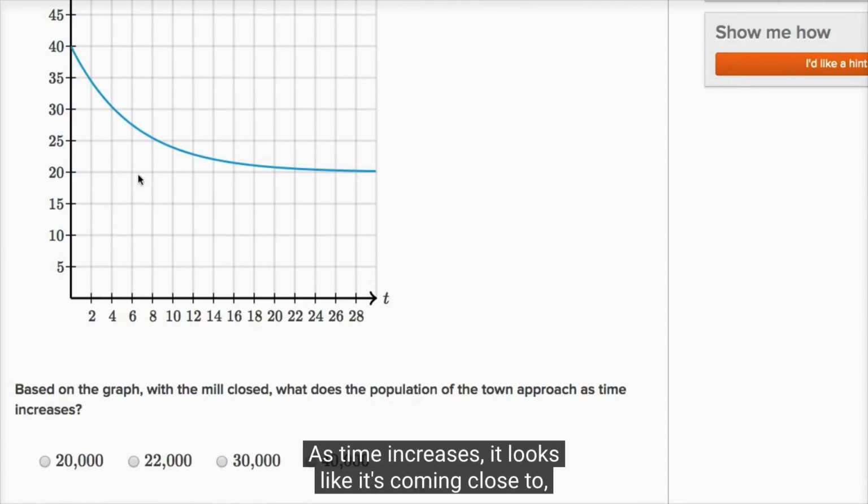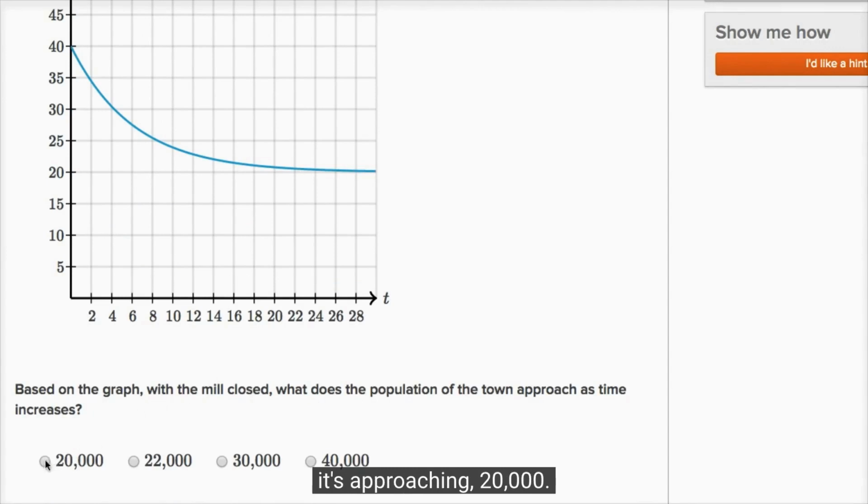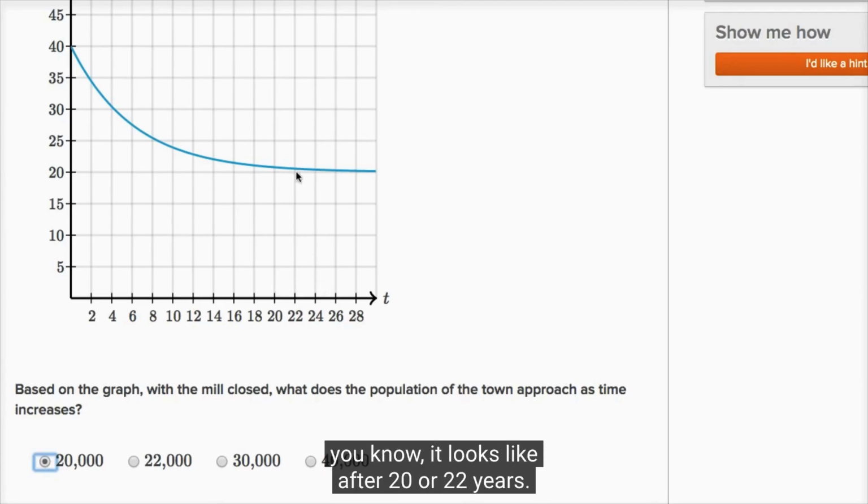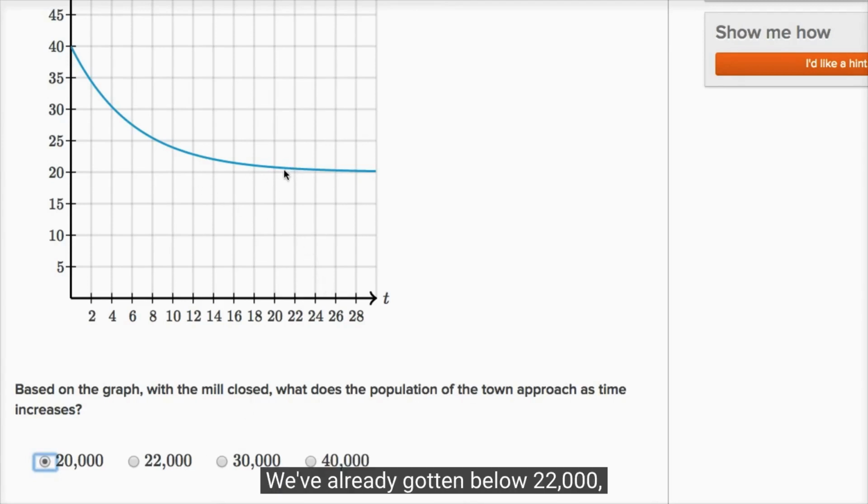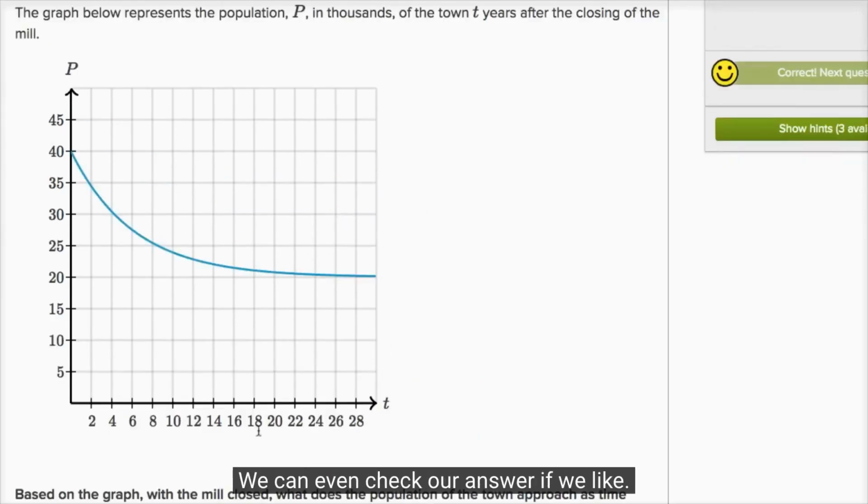Well, we just said it. As time increases, it looks like it's approaching 20,000. It's already gotten below 22,000, it looks like after 20 or 22 years. So we're definitely below 30 or 40,000, but we haven't gotten below 20,000, but we are approaching it. We could even check our answer if we like.